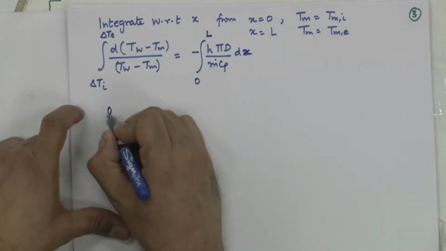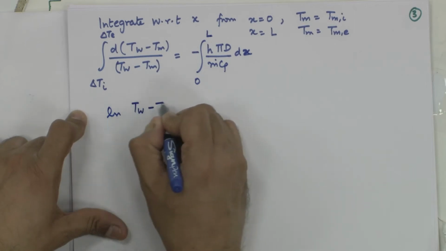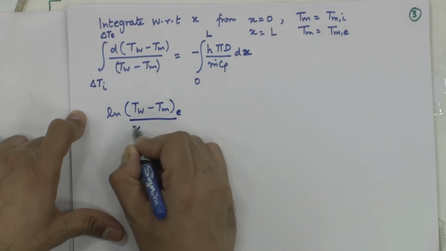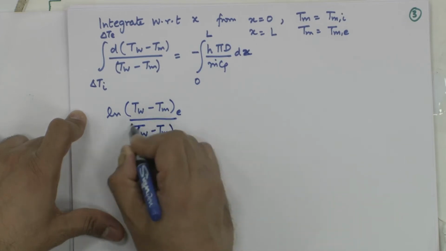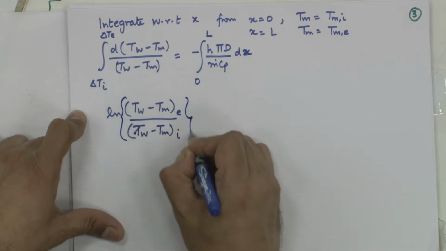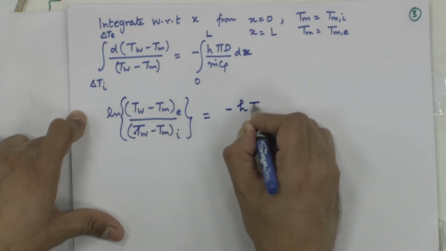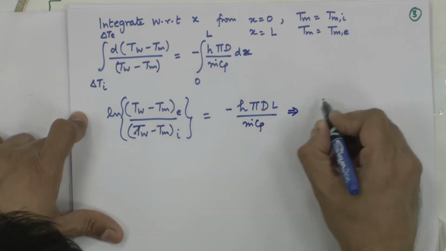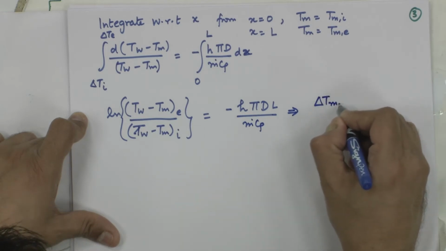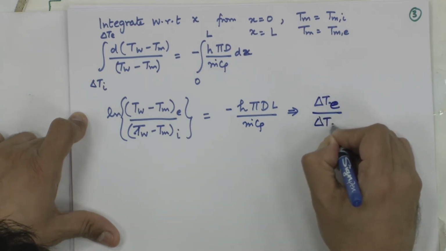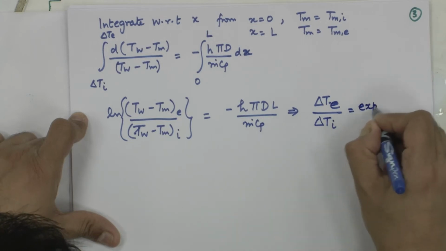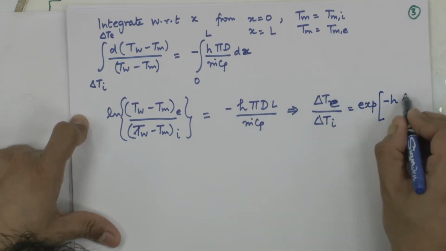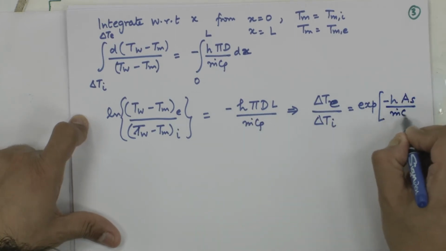Okay. So, this is log of (T wall minus T bulk mean at exit) divided by (T wall minus T bulk mean at inlet) on application of the limits is equal to minus h pi d L by m dot Cp, which on separating you would get delta T bulk mean at exit divided by delta T at inlet is equal to exponential of minus h into pi d L, which is nothing but the surface area, over m dot Cp.